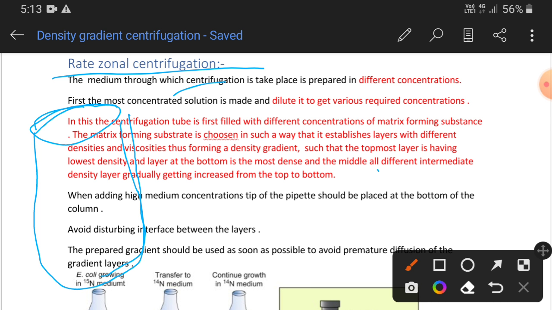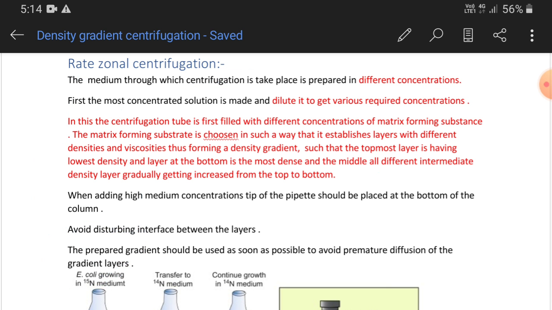When they get to an environment where their density matches the environment density, the particle will stop, leading to the formation of a distinct layer or band. Each band consists of different particles, and those particles have the same density and or same size. That is the concept of rate zonal centrifugation.